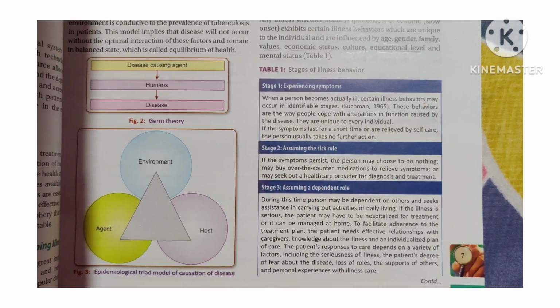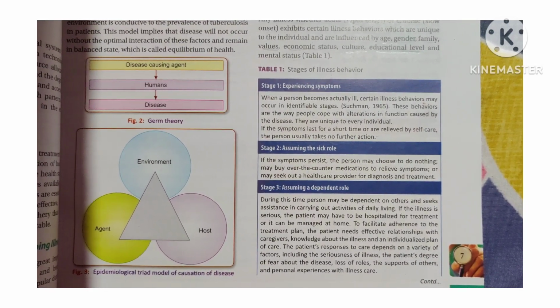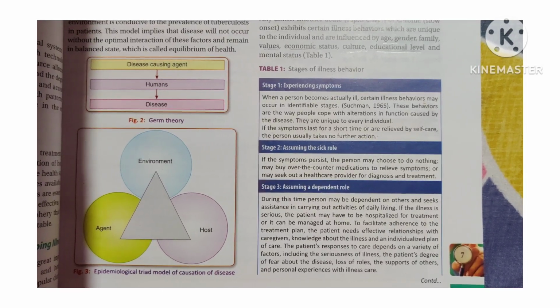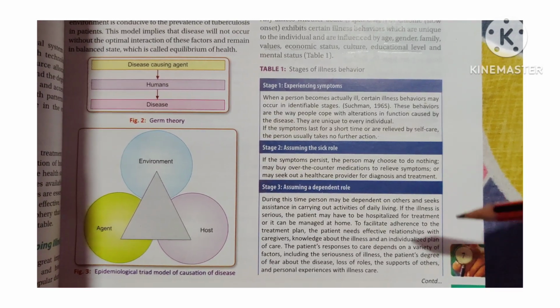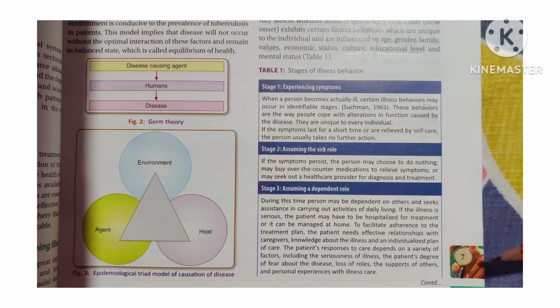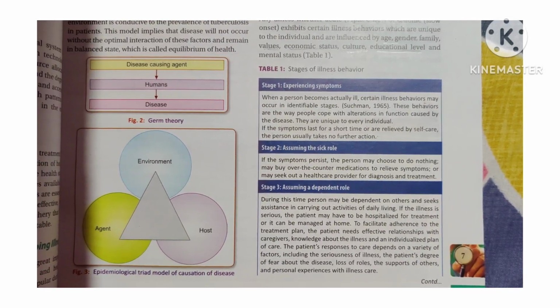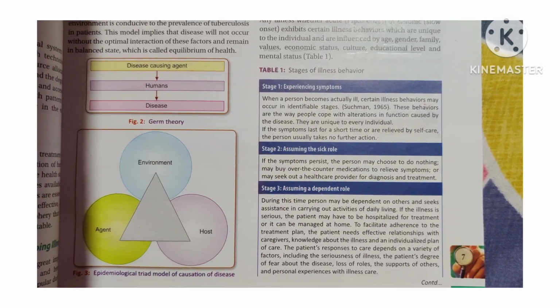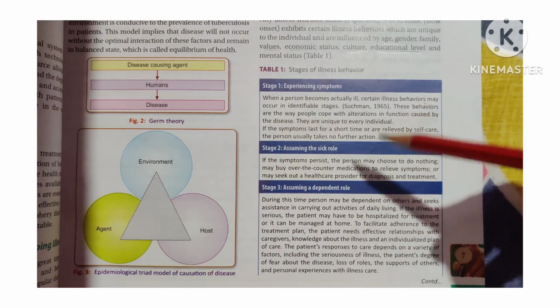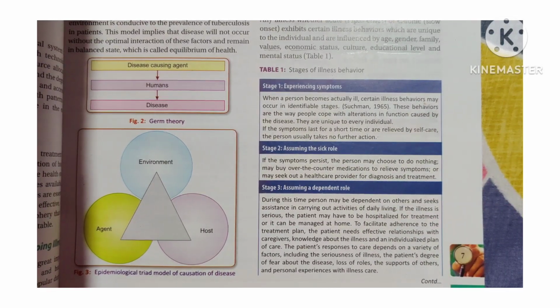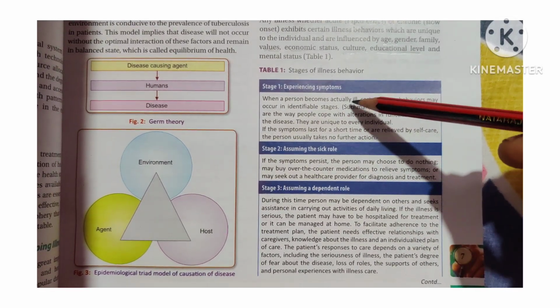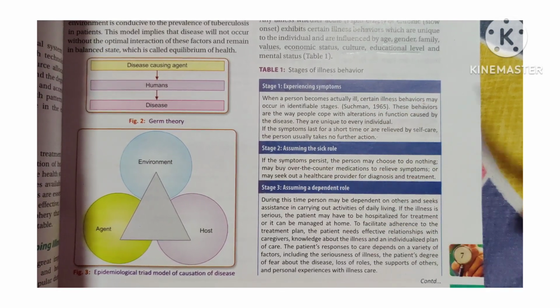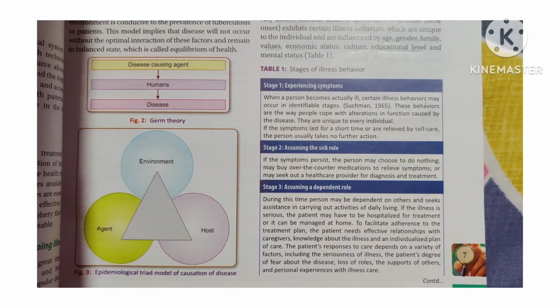And suppose he is going to lose his role as a breadwinner if he gets any sickness, that is also going to affect the severity of the illness. Then the support from others, the family support, economic support, everything matters in this aspect. And personal experiences with illness care, his own personal experience. Suppose he had the same thing previously and it is a recurrence, everything is going to affect the behavior of the person. So first thing is experiencing symptoms, assuming the sick role, then assuming a dependent role.